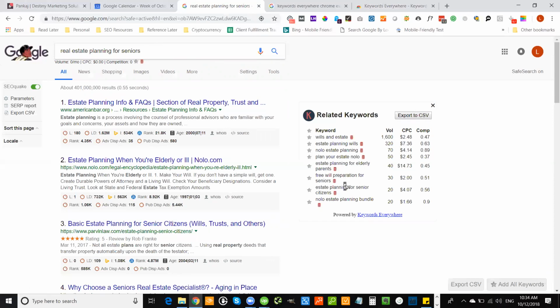So do pay attention to volume and CPC, and really all three of these. You don't want to go after extremely competitive keywords if the website isn't a very large website. It'll just be much more difficult to rank for those keywords. Does that make sense? Yes, I understand.